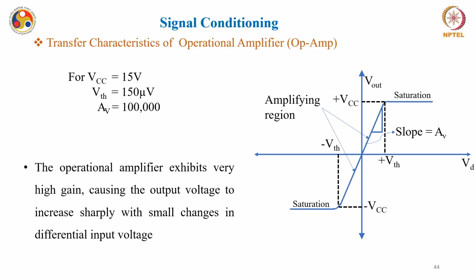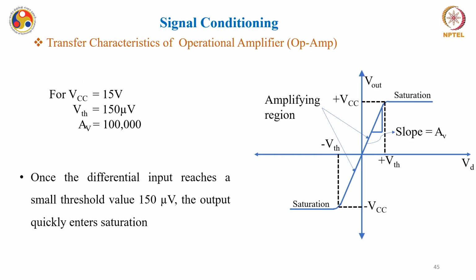Okay. So the operational amplifier exhibits very high gain, causing the output voltage to increase sharply with small change in the differential input voltage. So VCC we have seen, say in this case, 15 volt, VD is equal to 150 microvolt and AV is, say, 1 lakh. So once the differential input reaches a small value, say 150 microvolt, I am calling it now a threshold value, the output quickly enters the saturation. So the value of this VD at which the output reaches the saturation is known as threshold value in case of our op-amp.